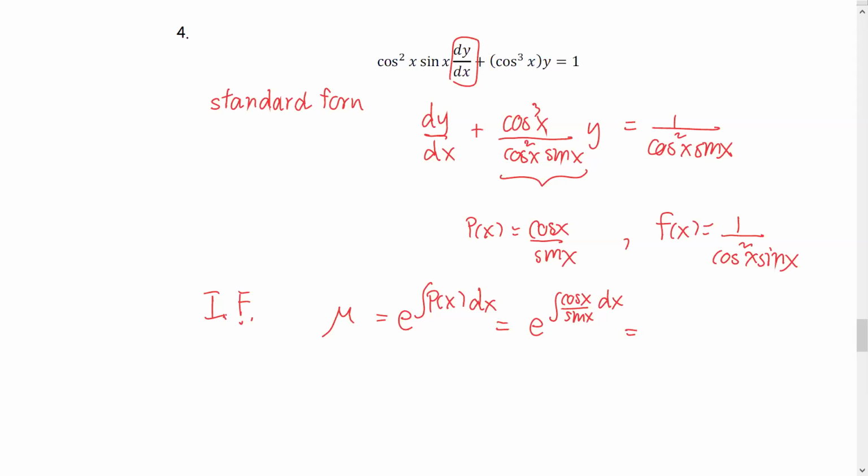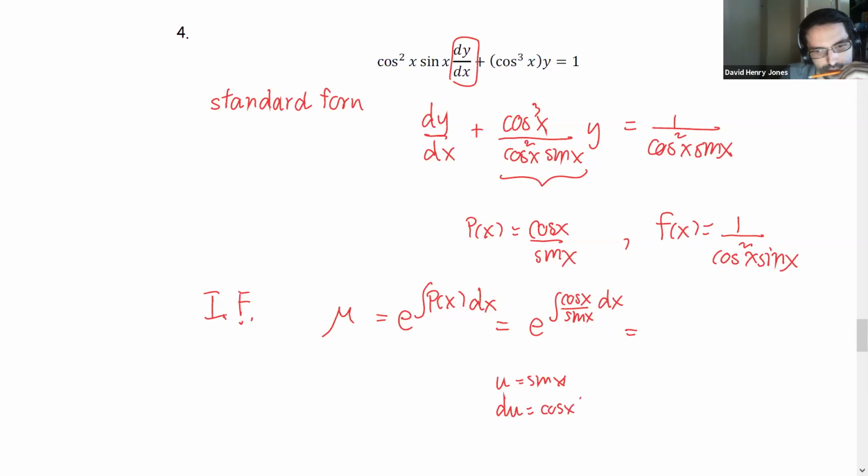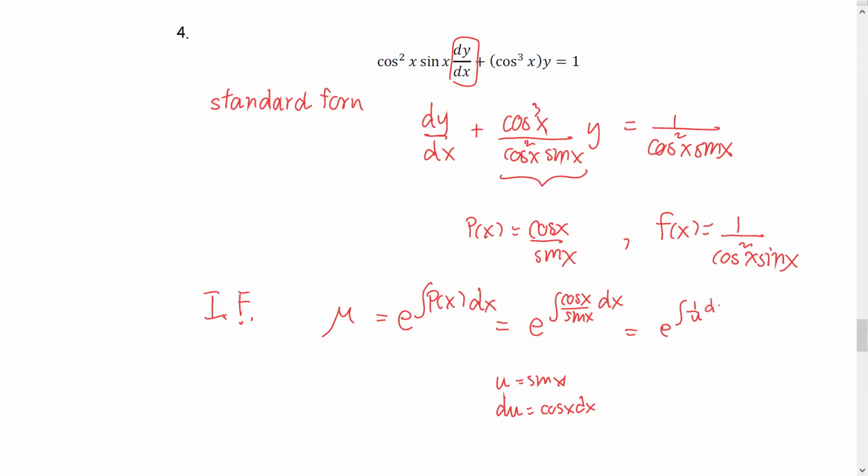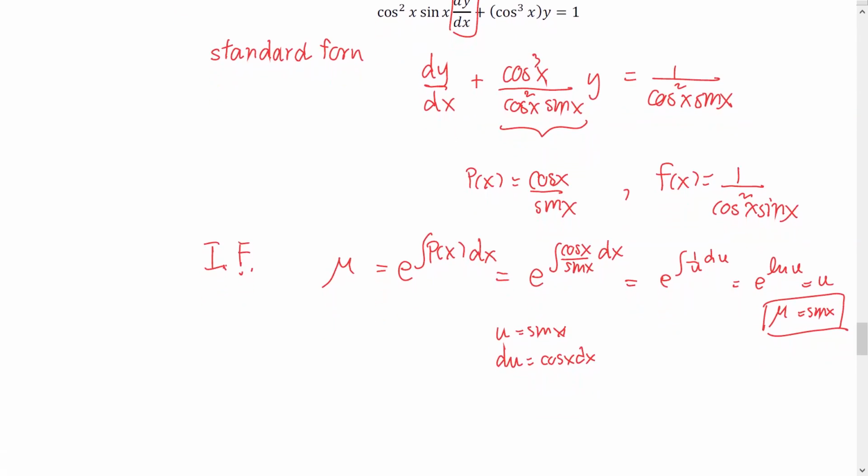Sine. Okay, I'm going to put a note here. u is sine x, and then du is cosine x dx. So we have e to the integral of 1 over u du, right? So e to the natural log u, or u. And what is u? u is sine x. So the mu is sine x. It looks intimidating to begin with, but when you just follow the routine, it will come out. It's not as bad as what you thought.